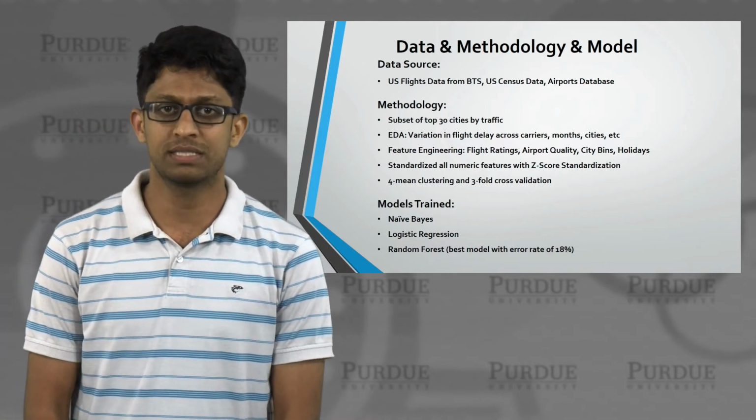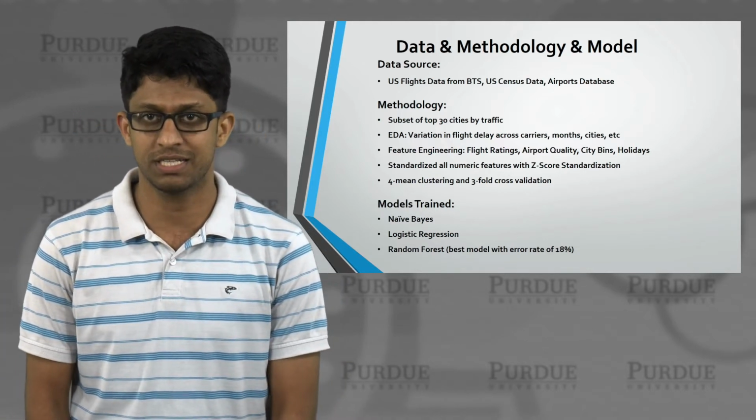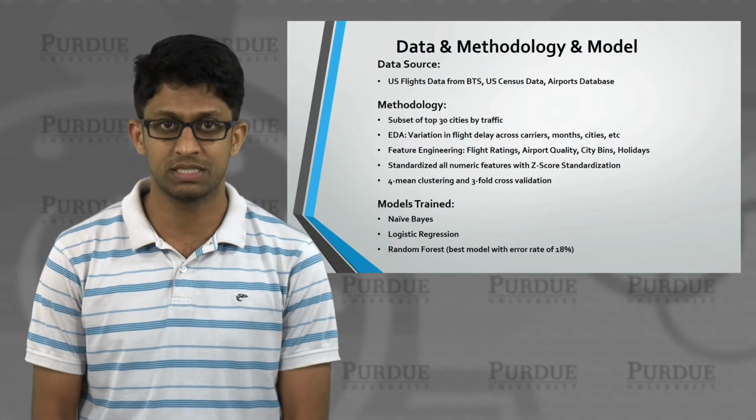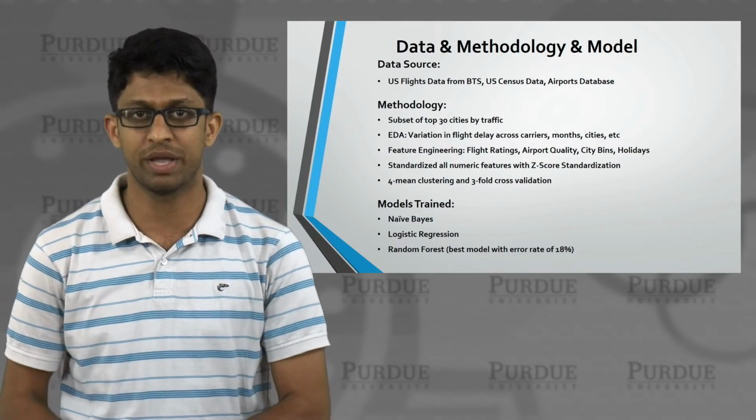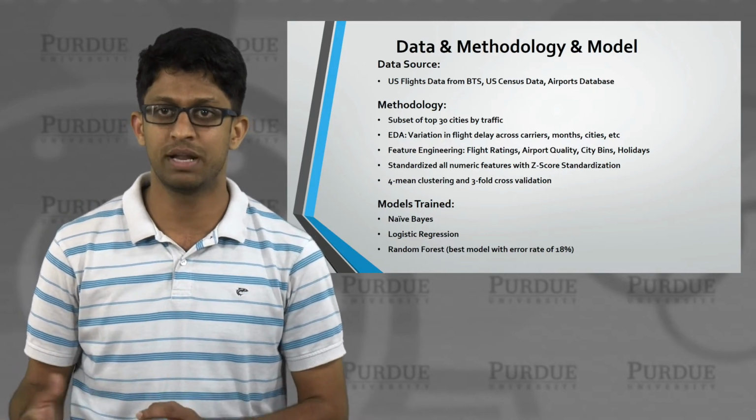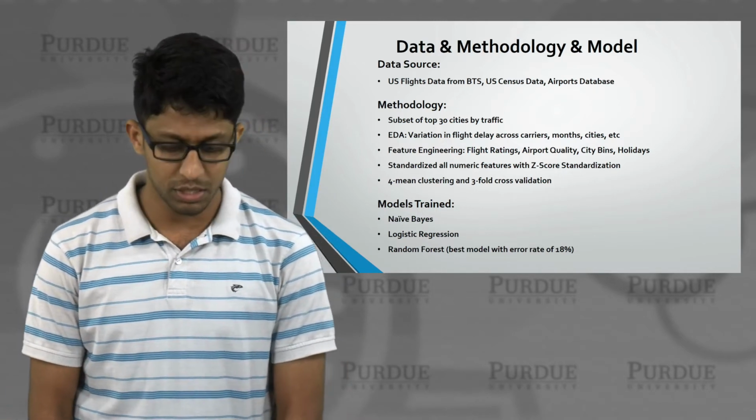database. The US Census data had a lot of extra features, such as the population of cities, the population of states, and the airport database had a lot of features, such as the location of the airport, the latitude and longitude, etc. Now let's look at the methodology.